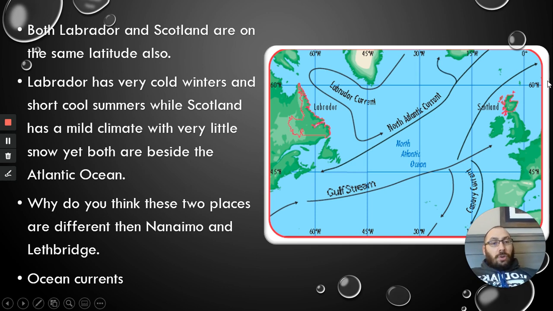Why do you think those two currents would have an effect on the climate and cause Labrador to have really cold winters and cool summers, and Scotland to have mild ones? Every year I get a few students who notice the direction of the arrows. The Labrador Current and the North Atlantic Current are originating from up here, close to the Northwest Territories. Well, what's the weather like up there? It's obviously cold. So because the weather's cold up there, the water in these currents is colder water.